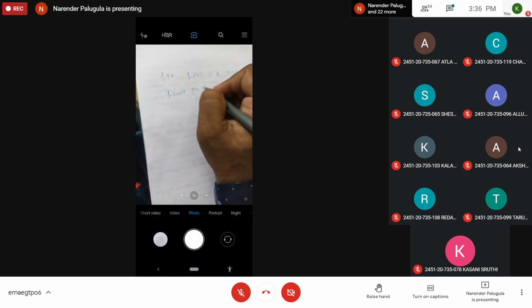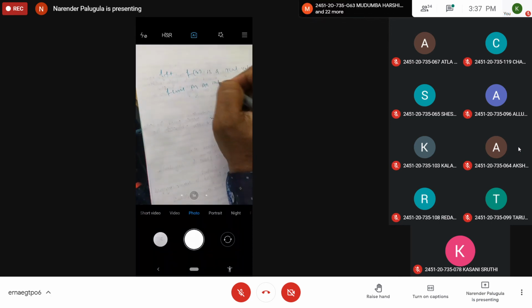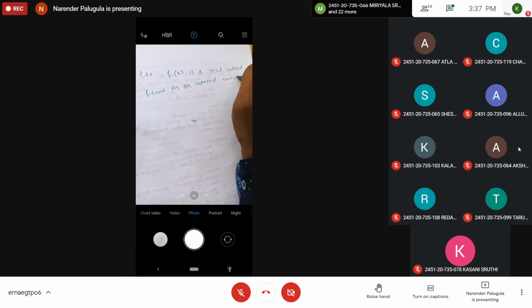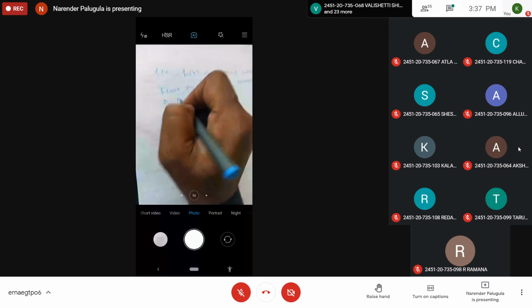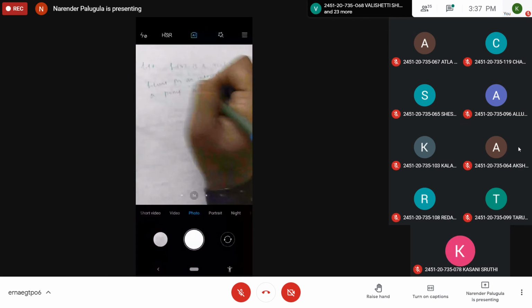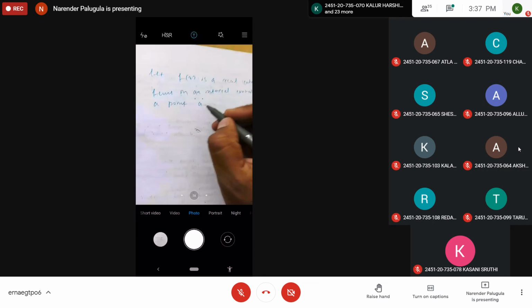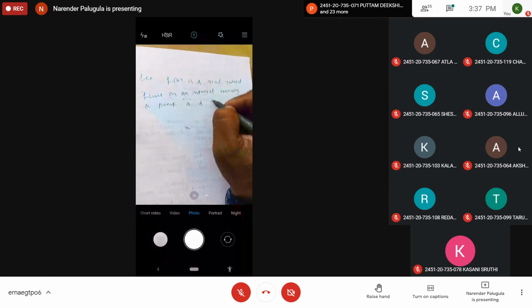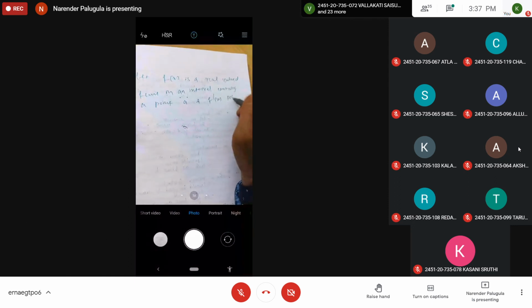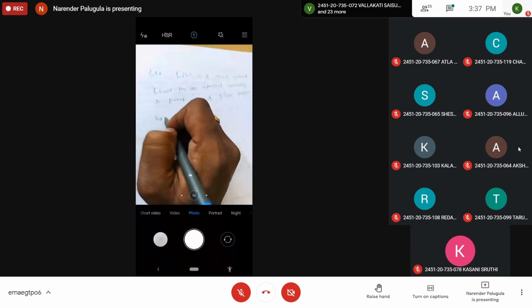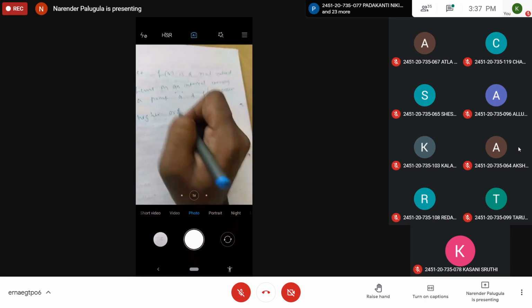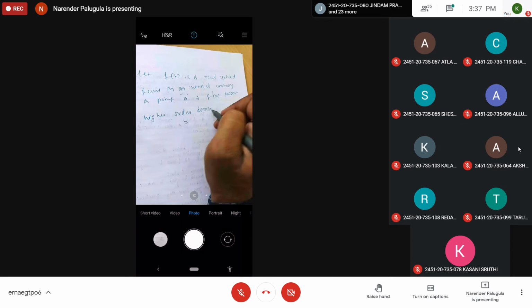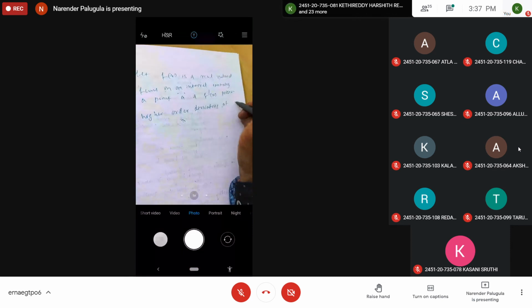Let f of x be a real valued function in an interval containing a point A. Note this point: A is a point of the domain of f of x. And f of x possesses higher order derivatives at A. What is the meaning of it?